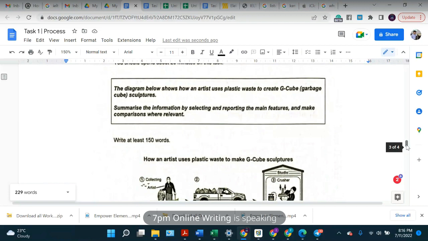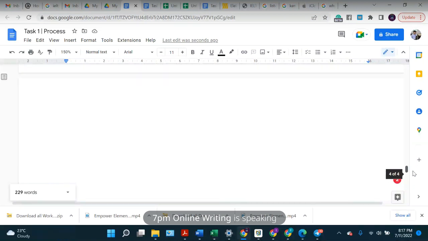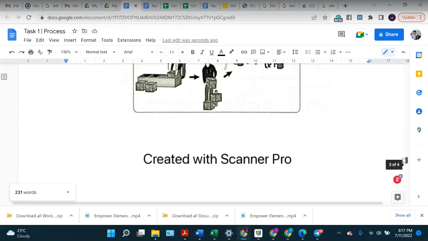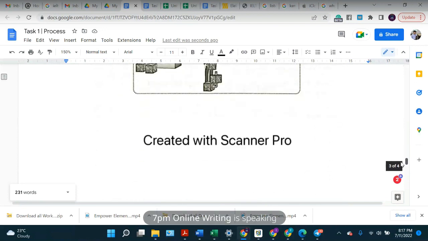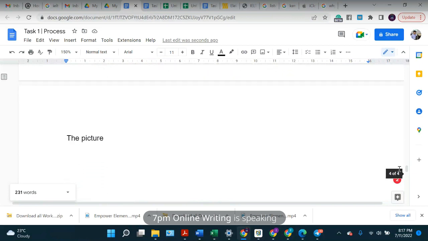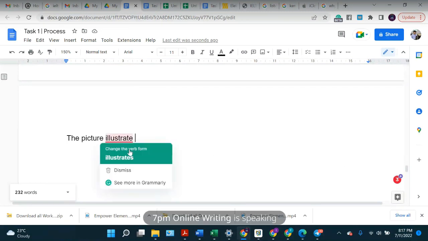So we can just stick to garbage cube sculptures. All right. So you like the word picture then, right? I mean, yeah, I like the word diagram, but if you want to use another word, that's the only alternative, I think. Picture with process, it's okay to use the word illustrate, right, or depict, but I wouldn't really use these verbs for other types of graphs. Yeah. Oh, it's illustrates. So the picture illustrates.